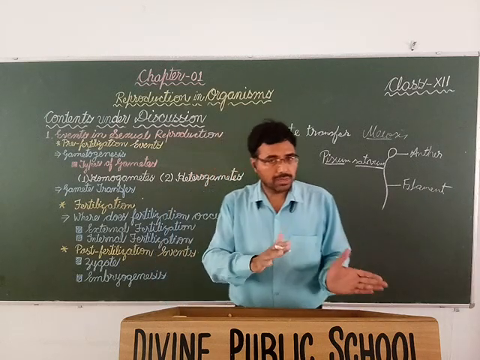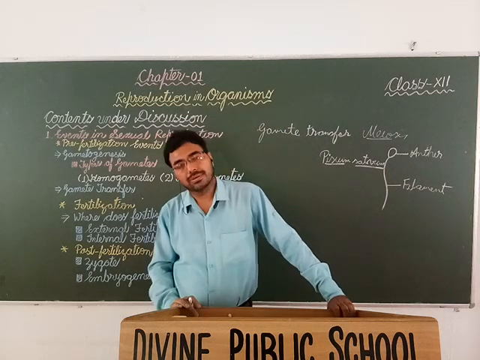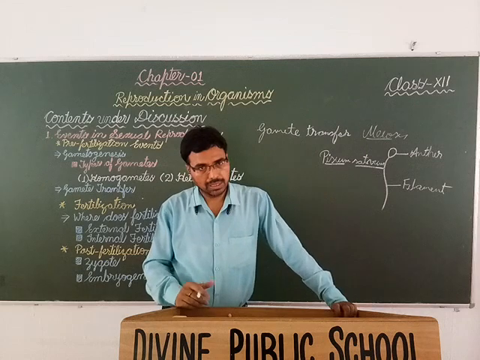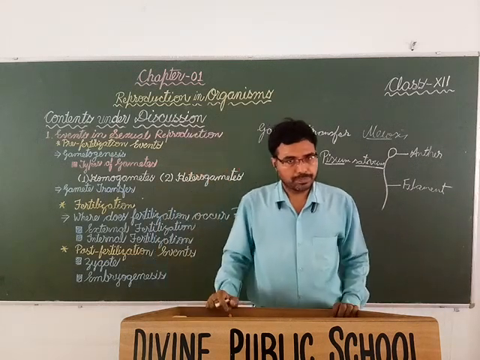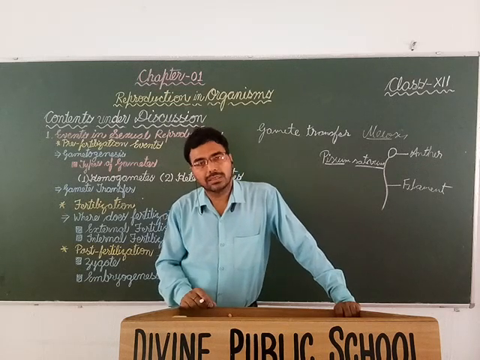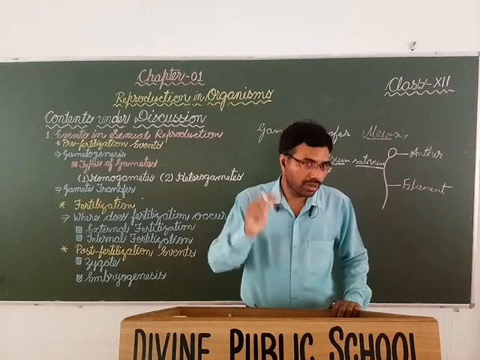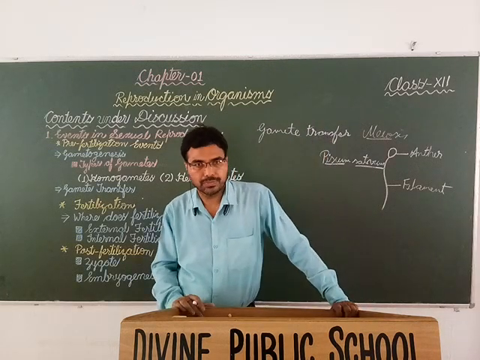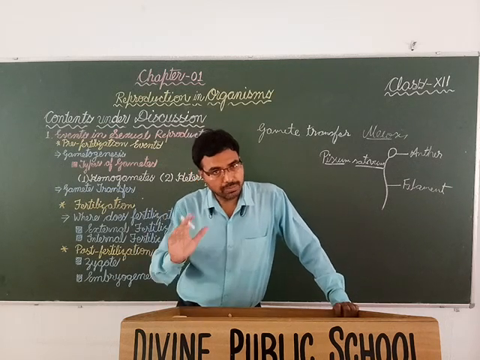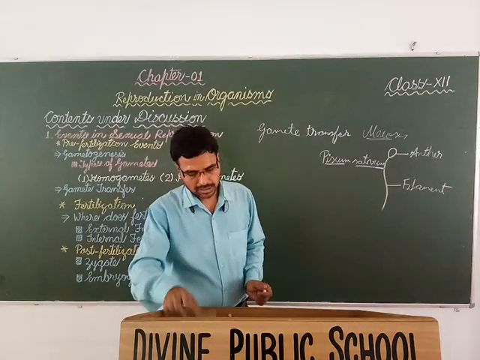So these androecium and gynoecium, in the flower of the pea plant, are quite close to each other, and that is why very easily the pollen grains fall on the stigma. As soon as they fall on the stigma, the germination of pollen grains takes place.